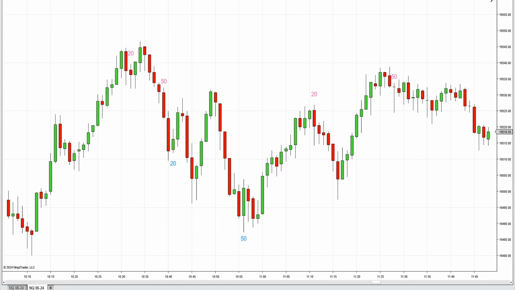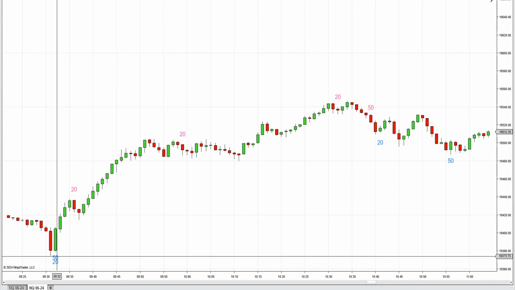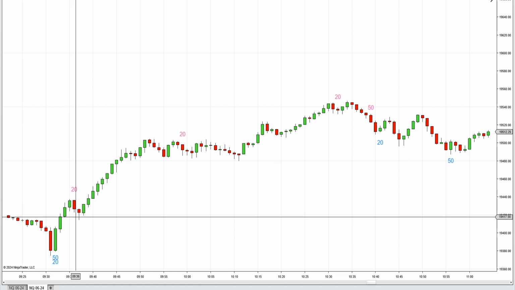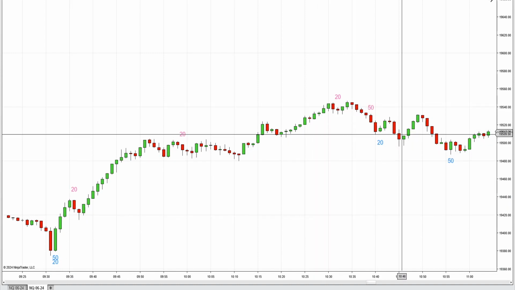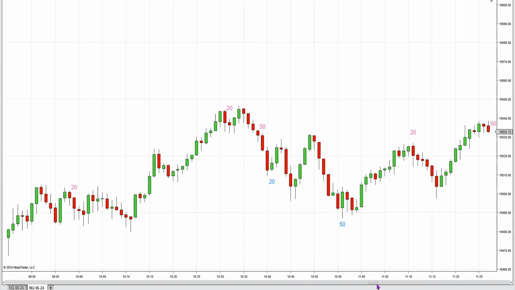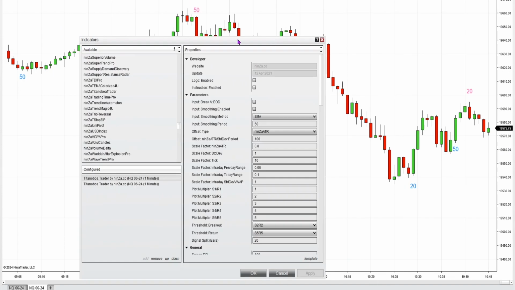Yesterday had some great signals too. Here's 9:30. We get a double signal right there out of the gate. Get a little pullback. Get another little pullback. Getting some nice return signals there. This continues later on into the morning. So that's two of my favorite ways to use the Titanoboa Trader.